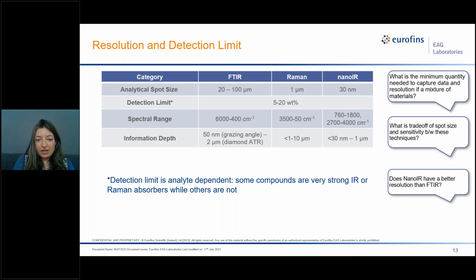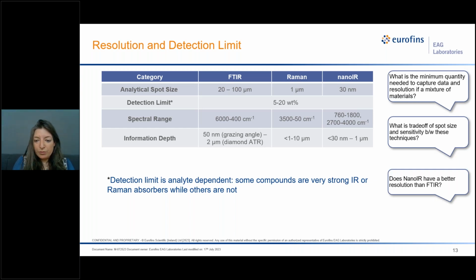Spectral range: FTIR has the highest spectral range, about 6,000 to 400 wave number. Now that 400 is achieved with a special accessory. And Raman, 3,500 to 50 wave number. NanoIR, 760 to 1,800, and 2,700 to 4,000. This is laser dependent, so we're listing here what our instrument is capable of doing. And finally, the depth of information. With a special accessory, you can achieve 50 to 100 nanometer depth, and then 2 microns with the diamond ATR. For Raman, the depth is 1 to about 10 microns, NanoIR 30 nanometers to a micron.